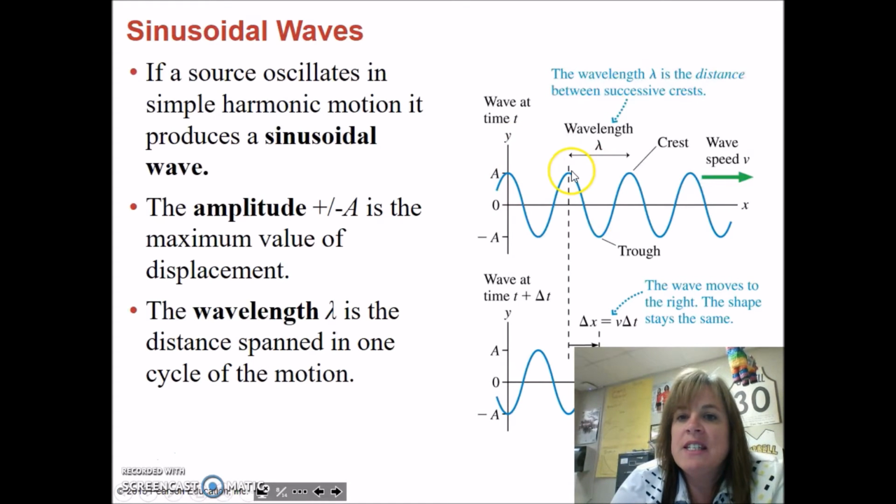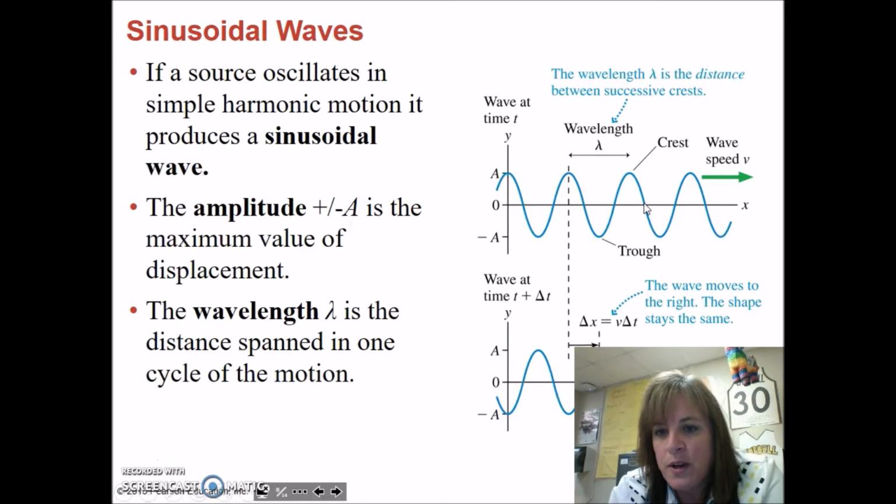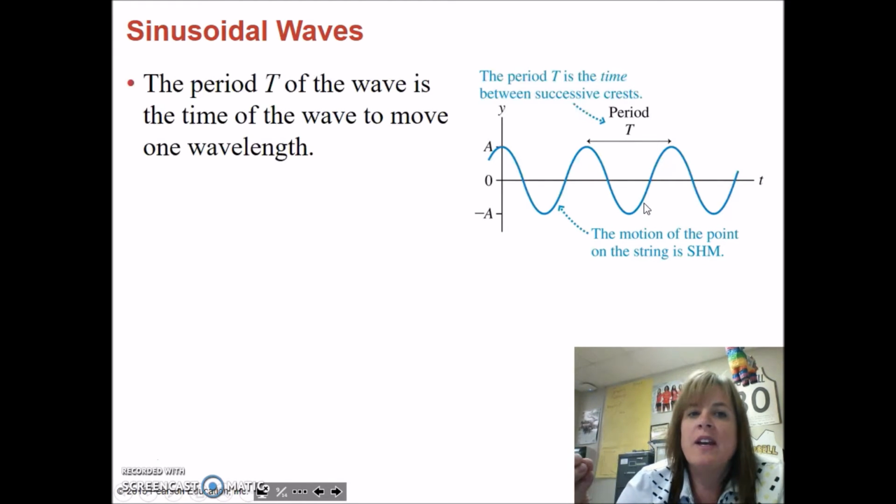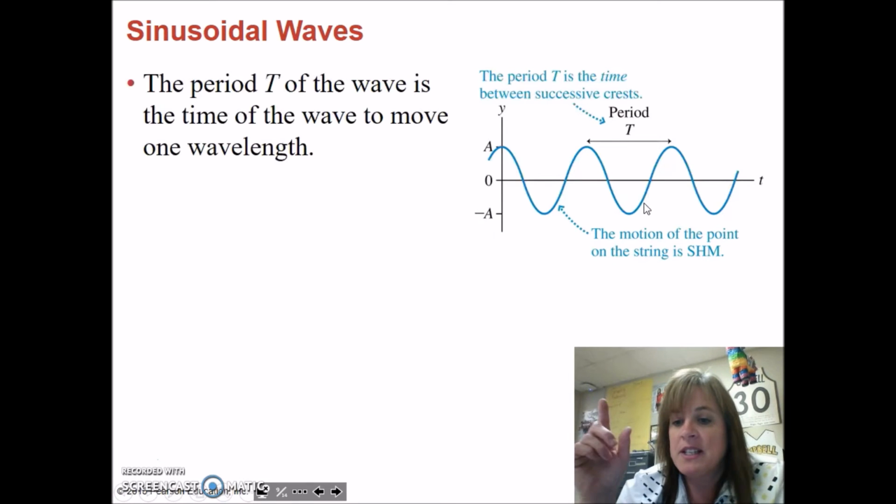The wavelength is the distance between any two adjacent points. So either crest to crest, trough to trough, or we could even go from here over to here. So the wavelength, it's symbolized by a lambda, and it's just the distance between two identical points. The period of a wave, remember we talked about period is the time for one complete cycle, whether we're talking about springs or pendulums or going around a circle. So same thing with a wave. The period of a wave is the time for it to move one complete cycle, which would be one wavelength.